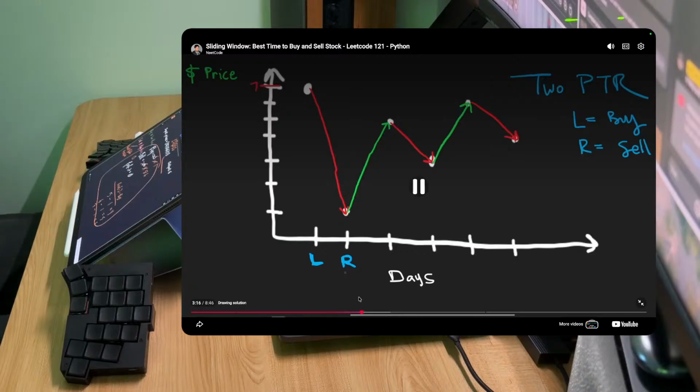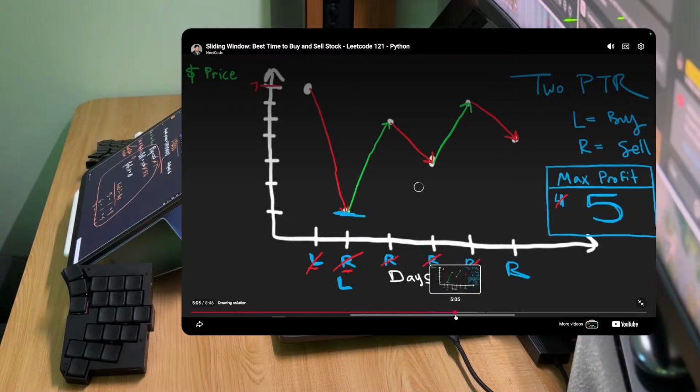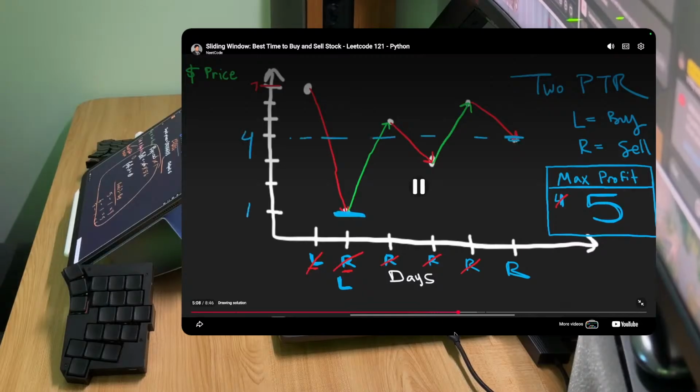Since our right value is less than left, we're going to update our pointer left. So left is now going to be on day 2 and right is going to be on day 3. So now we see we're buying 1 and we're selling at, I think this is 4. So we know 4 minus 1 is 3, not greater than 5. So our algorithm is complete. We found our max profit of 5.